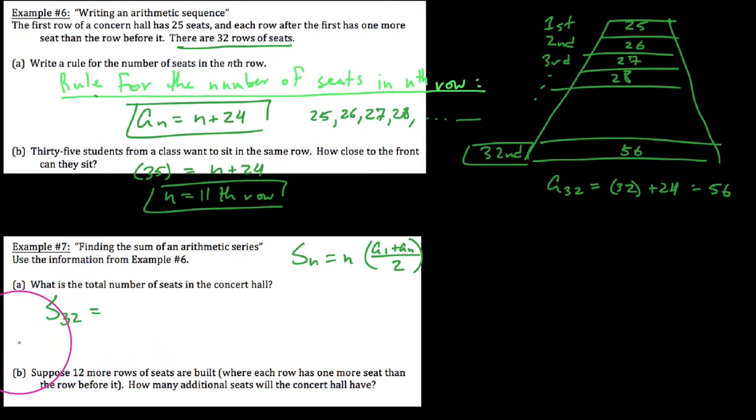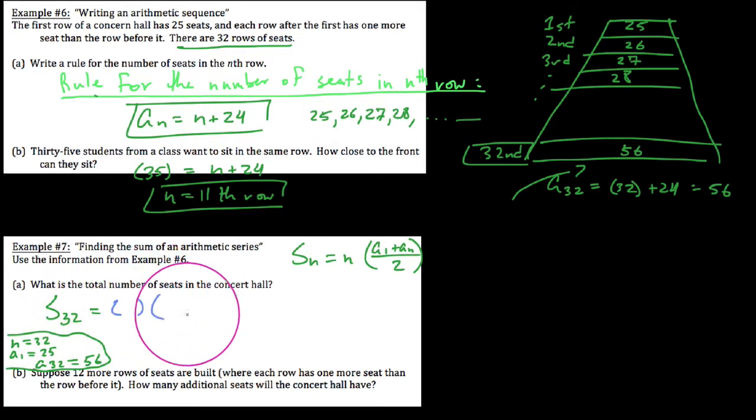In this case, we know that n is 32. That's a nice thing to know. And we know the number of seats in the first row is 25. The question is, how many seats would be in the last row, or a_n? Since n is 32, what we need to find is A32. And we did find that A32 is 56. We found that over here. So we're going to use this to our advantage and determine how many seats must be in this concert hall.